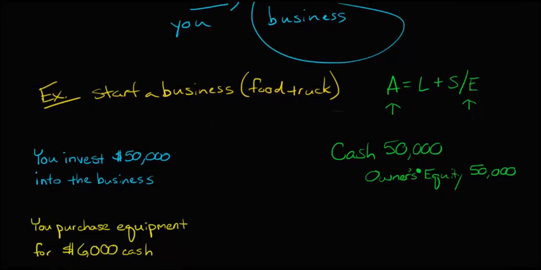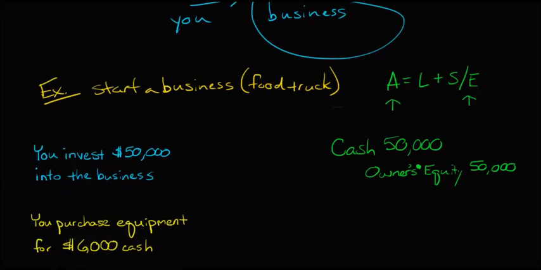You might purchase equipment for your food truck in order to cook the food. So when you purchase this equipment, you're going to have to make a journal entry for that. What you're going to do is take the equipment, right? So you're getting this equipment. You're getting an asset, so we need to record that. So we're going to debit equipment. Remember, assets increase with the debit. So we're going to debit equipment for $6,000. It's basically saying we've added an asset. We've added $6,000 in equipment.